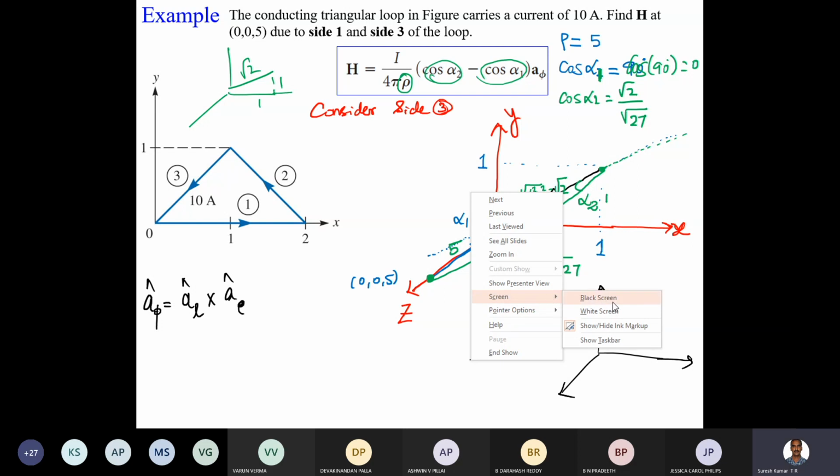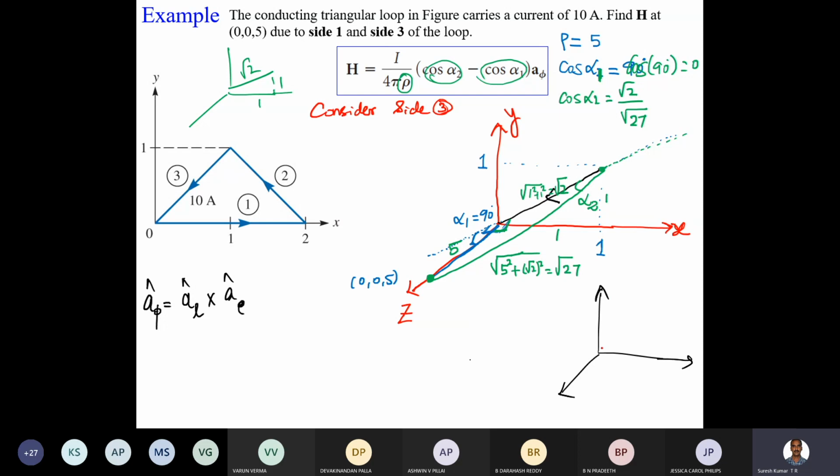Now, what is the AL vector? That's what we are going to find. This is the current element, and current is flowing in this direction. So you need to write the unit vector for this red segment. What is the unit vector for this red segment? The AL vector. Okay, now let us write.